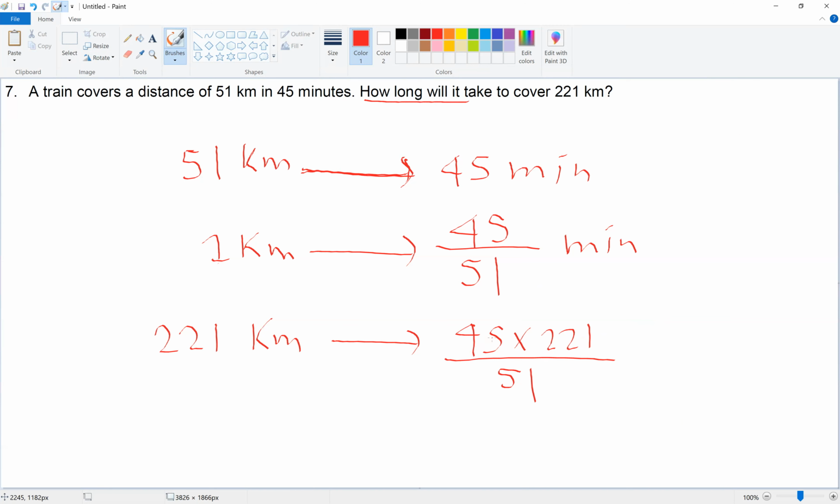So do you see 45 and 51, both are divisible by 3, correct? Yep. When you divide by 3, you get this. 221 is divisible by 17, and you get 1 and 13. So 15 times 13. Oh, I thought you said to do 15 times 17. My bad. No, 15 times 13, which is 195. Are you good?